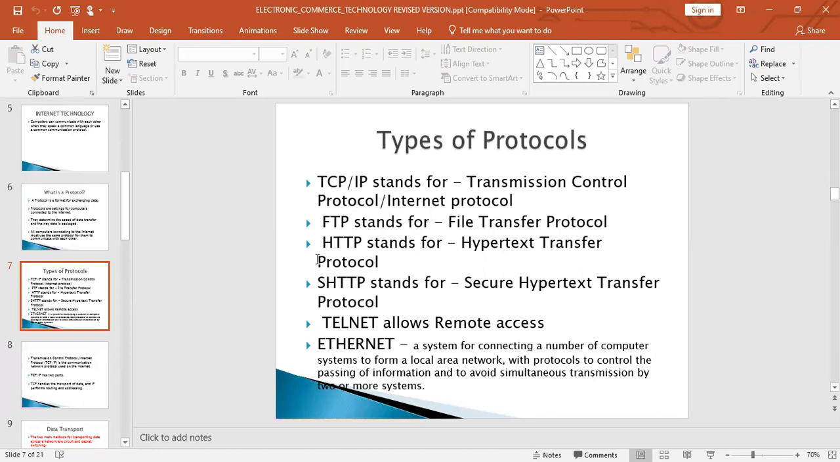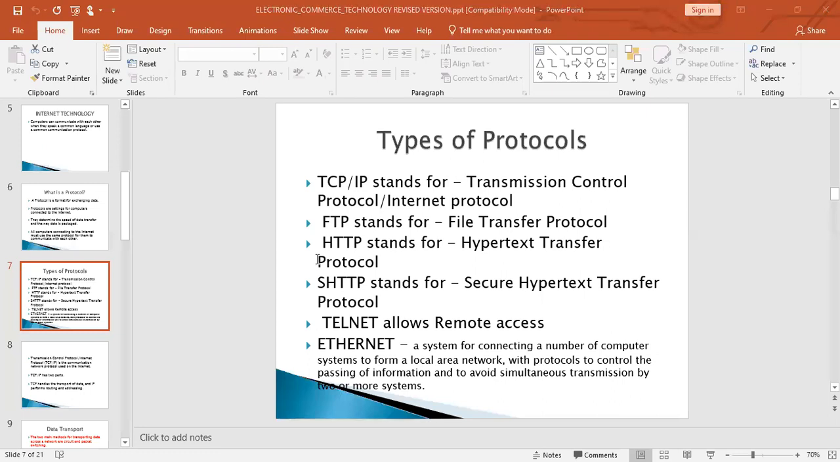Examples include the TCP/IP protocols. TCP stands for Transmission Control Protocol, and IP stands for Internet Protocol. Then the second example is FTP, which stands for File Transfer Protocol. Then we have HTTP. Those of us who use the internet a lot know that in the URL section, you need HTTP before you can type in whatever address you want to visit on the internet.